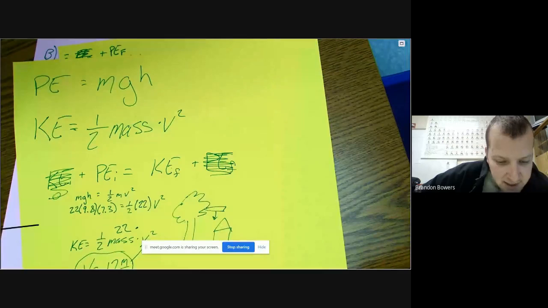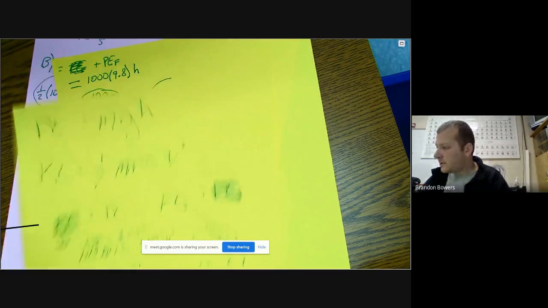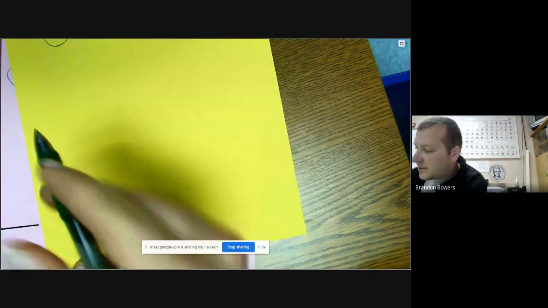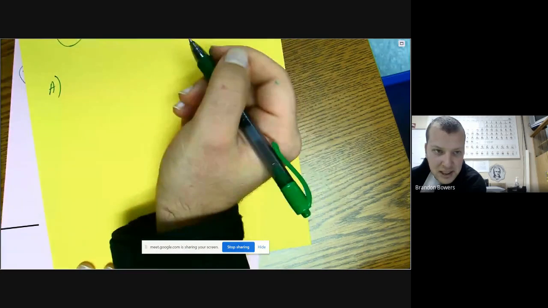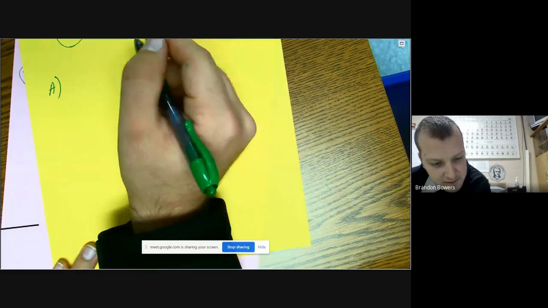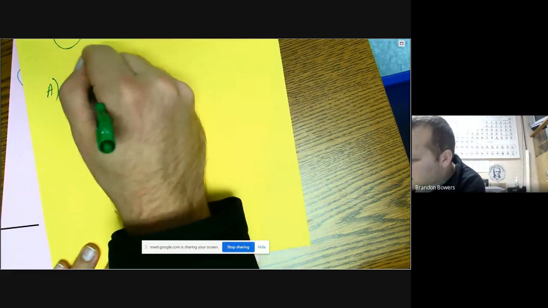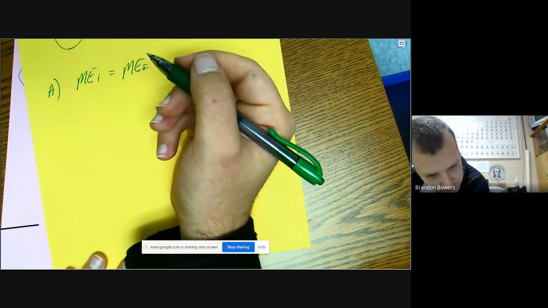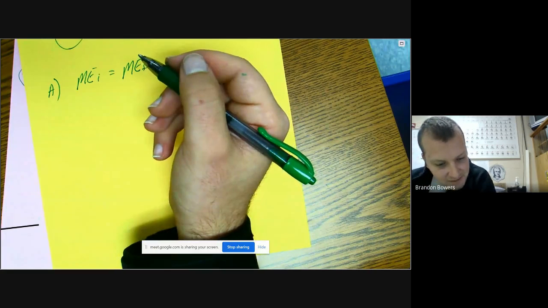So let's see. How fast is the block going when it has compressed the spring 0.05 meters? So to start this problem, you have to solve A first before solving B, right? So the mechanical energy initial is equal to the mechanical energy final. Now, how fast is the block going?